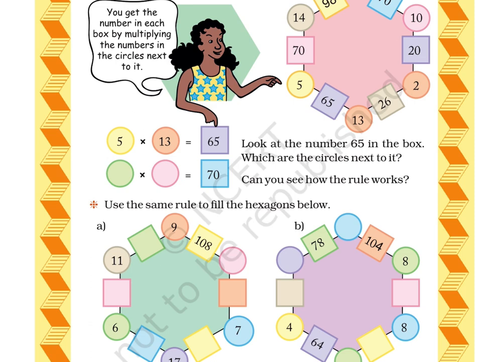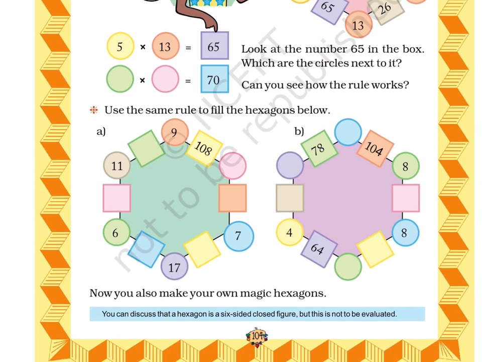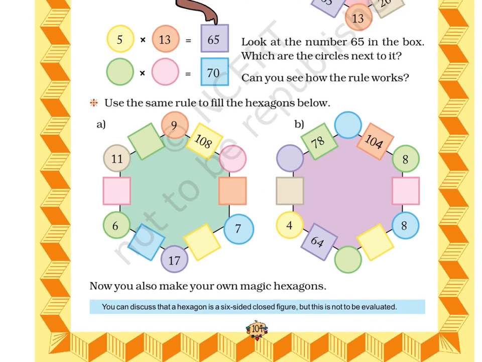Use the same rule to fill the hexagons below. We have 2 different hexagons, again with numbers displayed on all the sides, 1 square and 2 circles on each side. Now you also make your own magic hexagons. For the teacher, you can discuss that a hexagon is a 6-sided closed figure, but this is not to be evaluated.